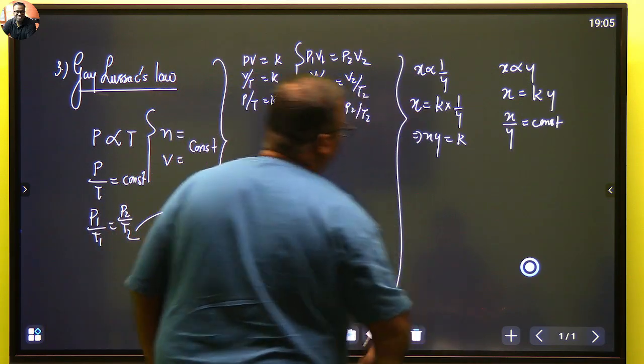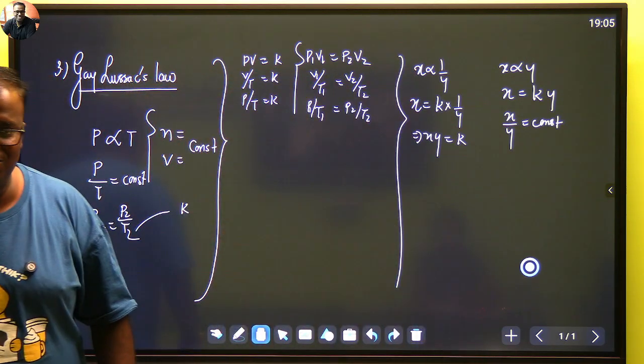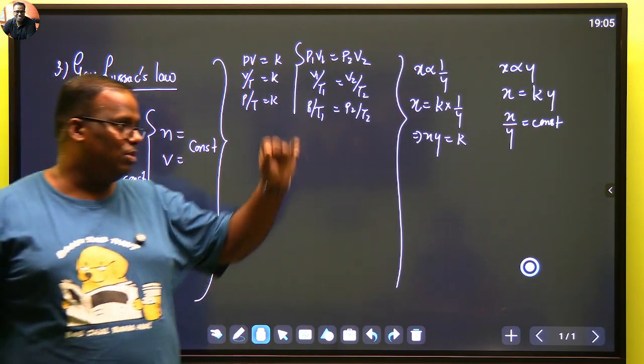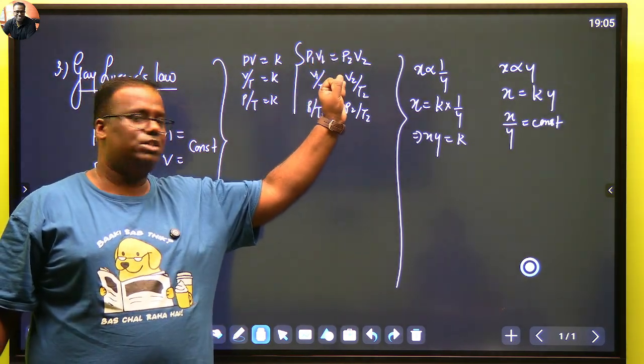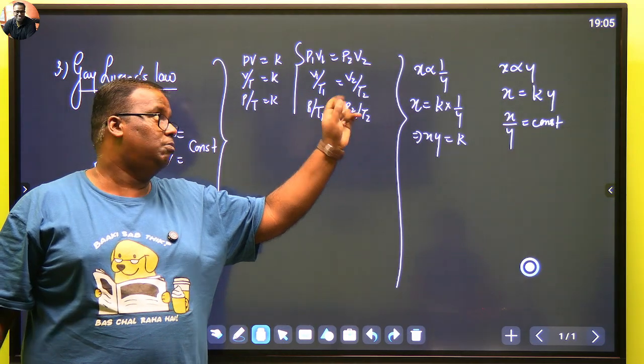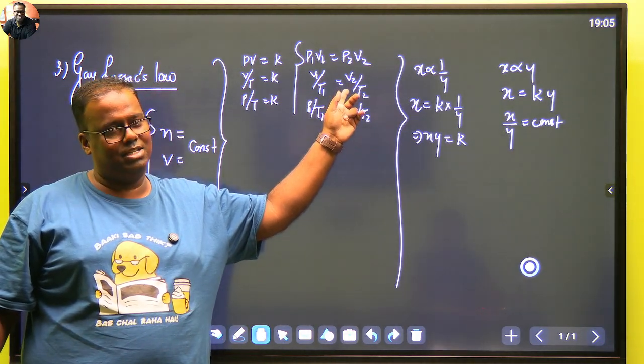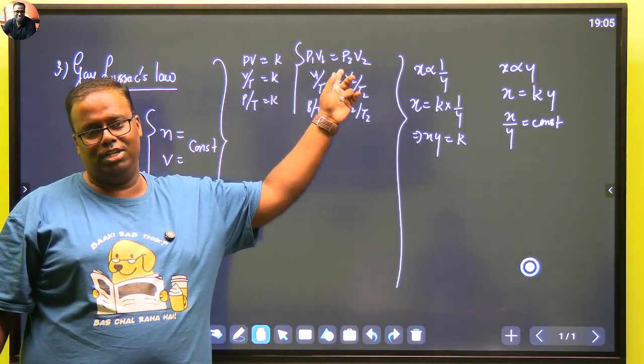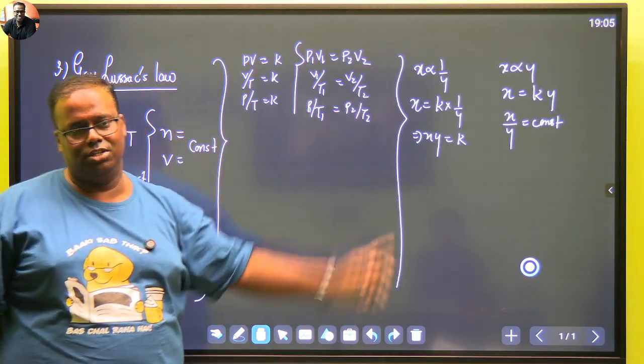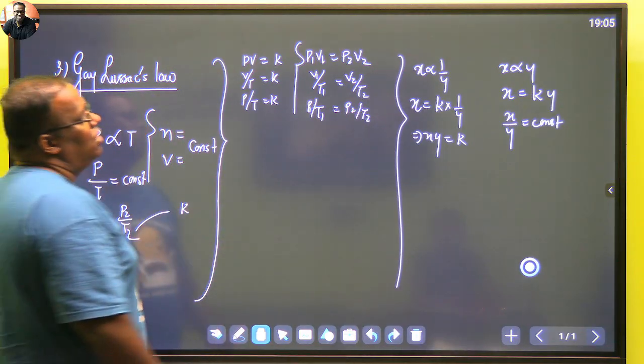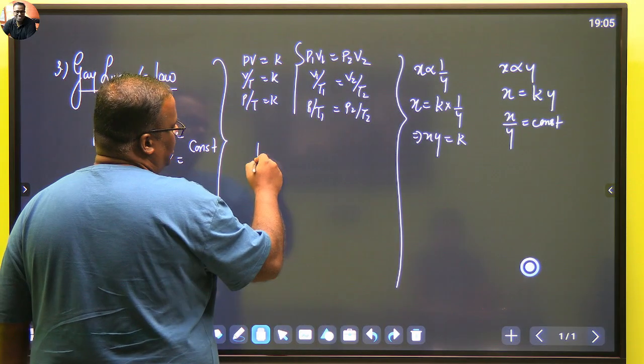Time has now come to combine the three laws also. First law was Boyle's law, Charles' law, Gay-Lussac's law. The book only tells name of Charles. They say it as a pressure-volume relationship, pressure-temperature relationship. Now we'll combine the three laws. So if you combine, how does it look like?